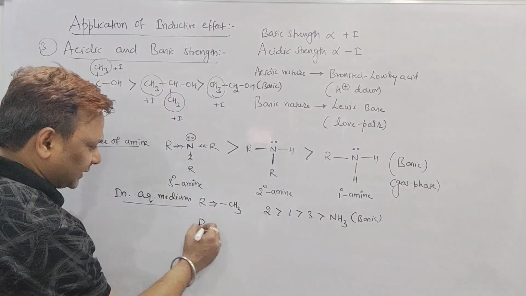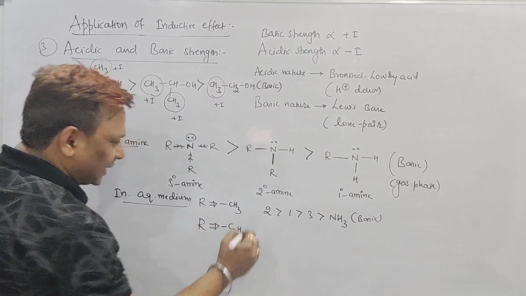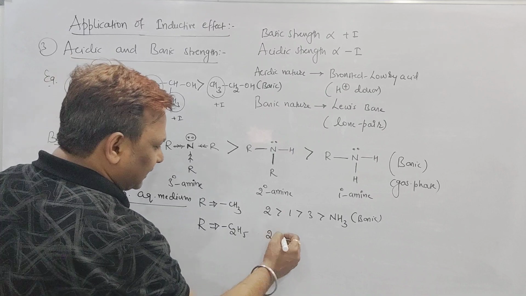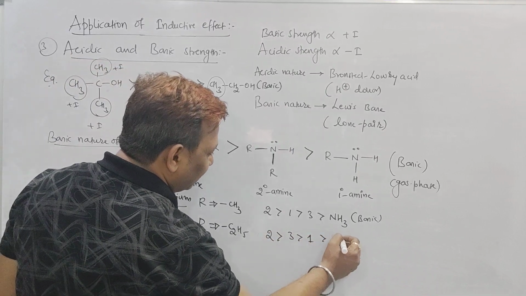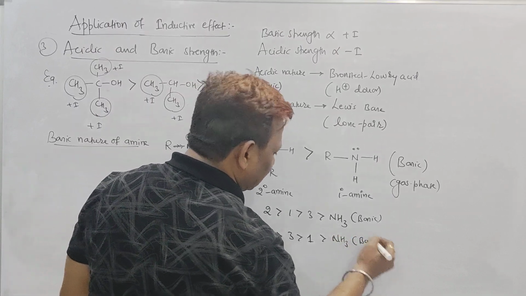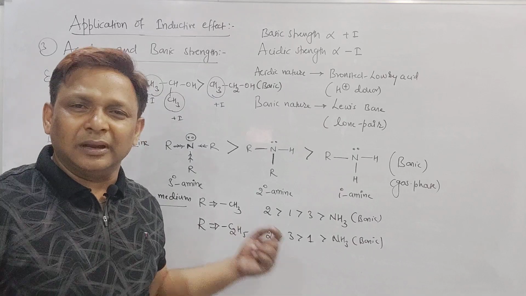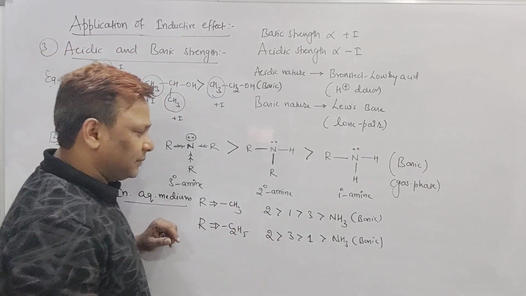But if your R is an ethyl group instead of methyl, now also secondary is more basic than tertiary, than primary, than ammonia, and it is the order of basic strength. In every exam, either IIT mains or NEET or any competitive exam, they will compulsorily ask you this question.